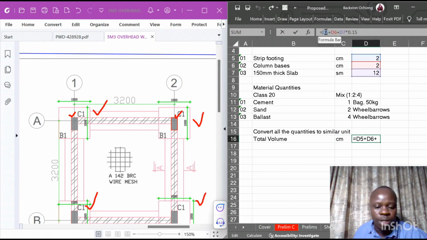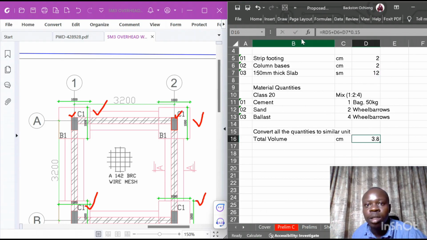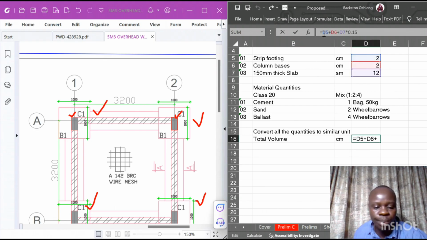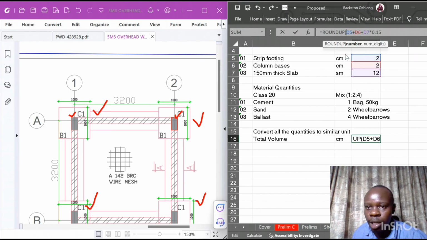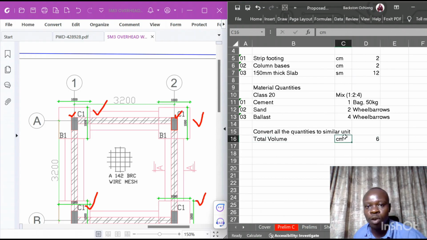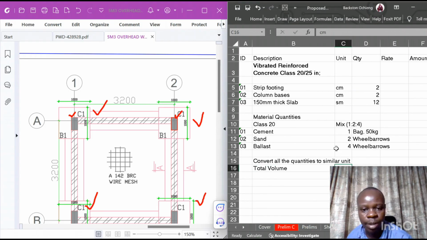So I will round this up so that I deal with only whole numbers. So I have 6 cubic meters as the total volume of the elements that I'm dealing with.